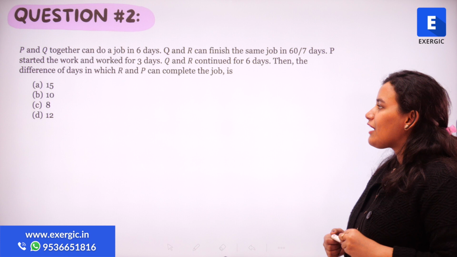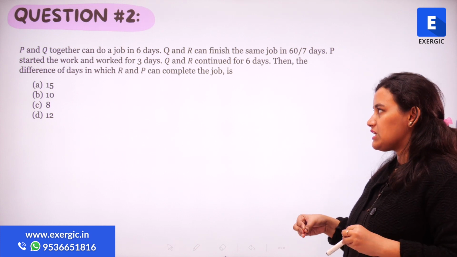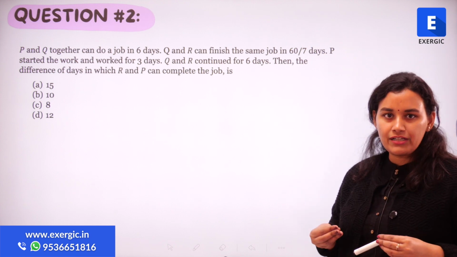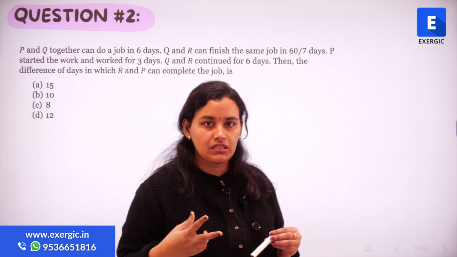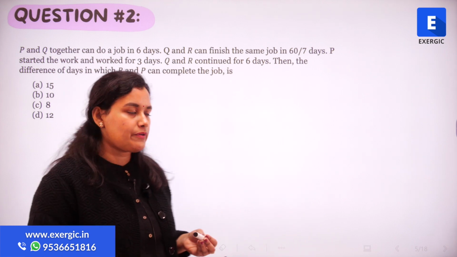Okay, so we have been given the time that P and Q together take to do a job, which is 6 days, and Q and R together do the job in 60 upon 7 days, right? So these are the two preliminary information given to us. So how can we express this? What is the expression used?